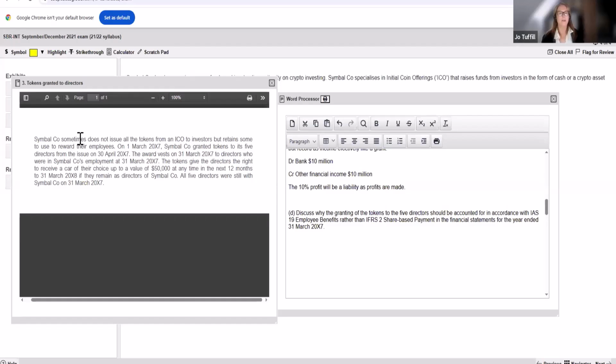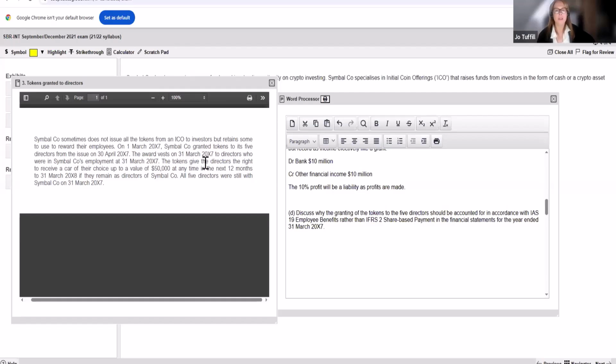So let's look at the scenario. Symbol sometimes does not issue all the tokens from an ICO to investors, but retains some to reward the employees. Nice. So on the 1st of March, Symbol granted tokens to 5 directors. So as soon as I see something like that, granting tokens, I think, ooh, a share-based payment. But it's told us it's not. The awards vest, again, there's a vesting period, on the 31st of March. So that's a month. Remember, that's less than a year. To investors who were in Symbol employment by the 31st of March at XT7.